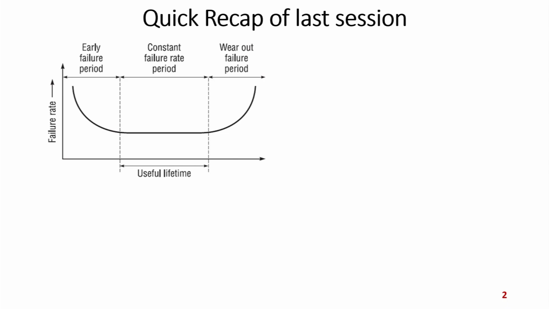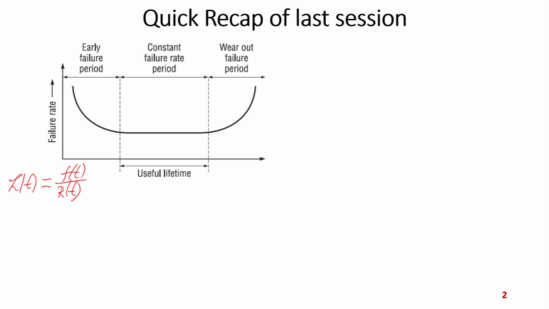In the last session we discussed what is the failure rate or the hazard rate, and we derived an expression for the failure rate. So, failure rate we defined as h(t) equal to f(t) by R(t), where f(t) is the failure probability density function, and R(t) is the reliability function.